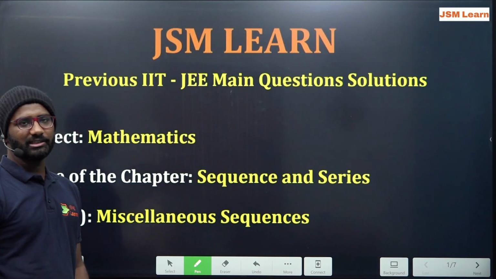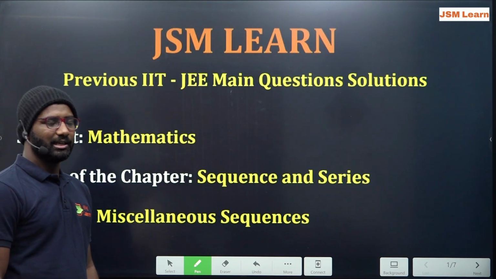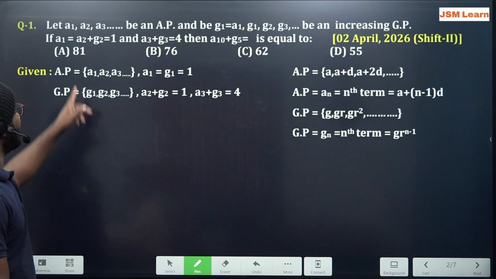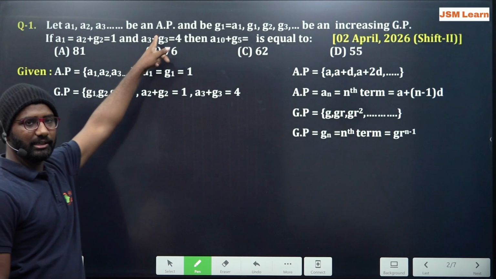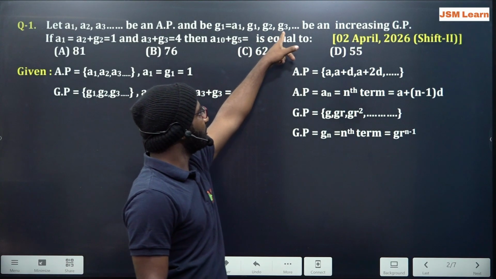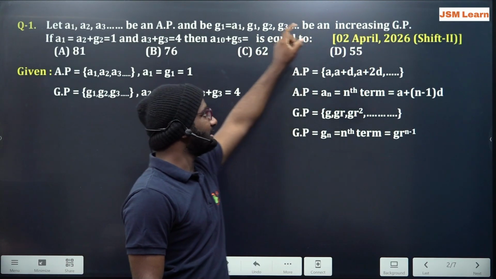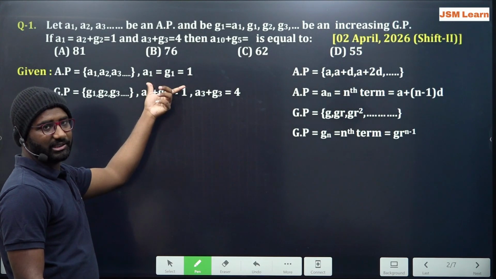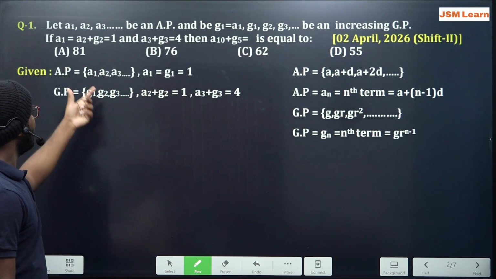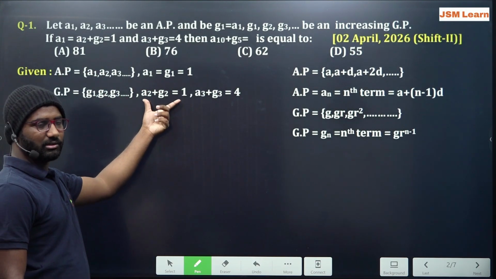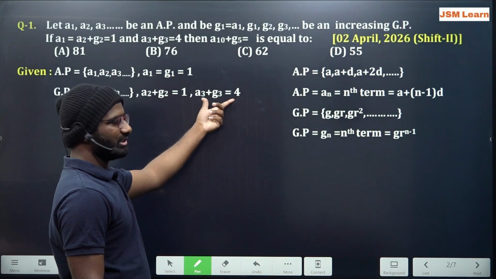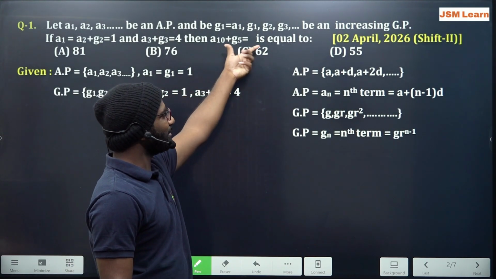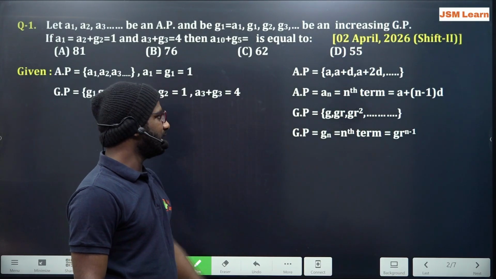The subtopic is miscellaneous sequences. Let's see the first question. Here A1, A2, A3 are in AP and G1, G2, G3 are in increasing GP, and it is given that A1 equals G1 equals 1 and A2 plus G2 equals 1, A3 plus G3 equals 4. We are going to find the value of A10 plus G5 here.